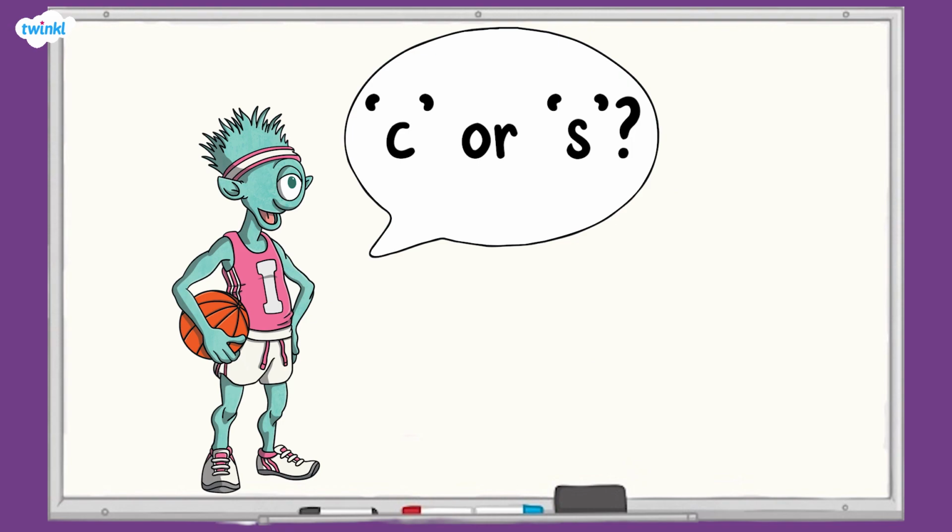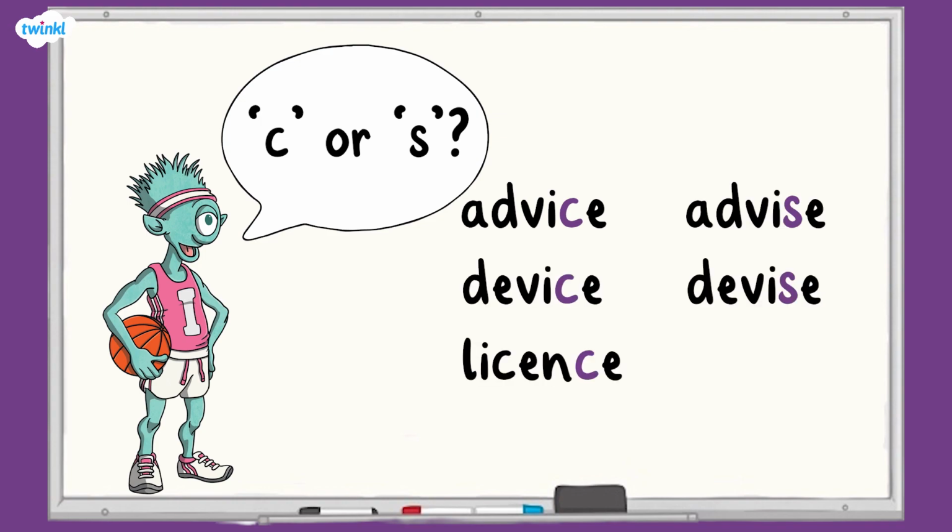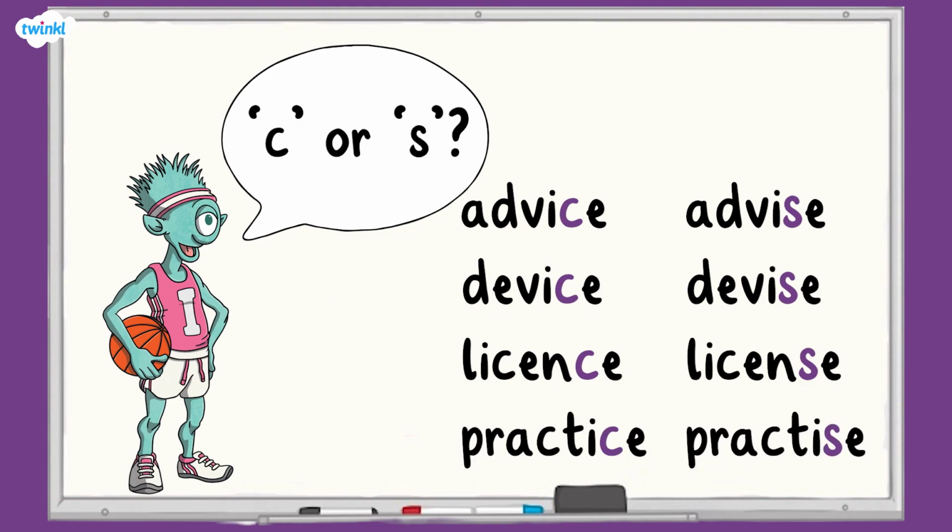Although many homophones just have to be learned as they don't follow a specific rule, there is a rule that can help us with choosing when to use the letter C and when to use the letter S. Take a look at these pairs of homophones. Advice and advise, device and devise, license and license, practice and practice.